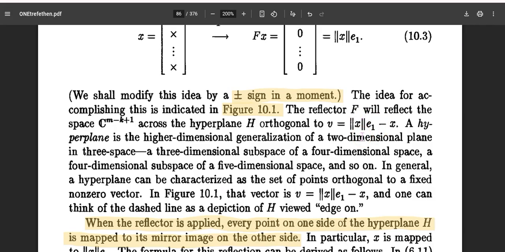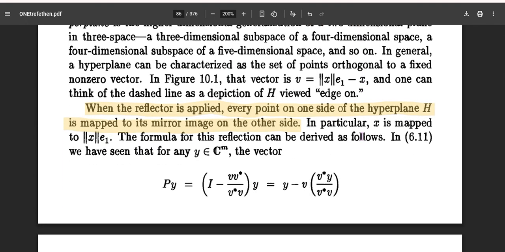It's similar to a two-dimensional space in a three-dimensional plane, and a three-dimensional space in four dimensions, and so on. In general, a hyperplane is a set of points which is perpendicular to a particular non-zero vector. In this case, that non-zero vector is v here. So whenever this Householder reflector is applied, every point on one side of the hyperplane is mapped to its mirror image on the other side.